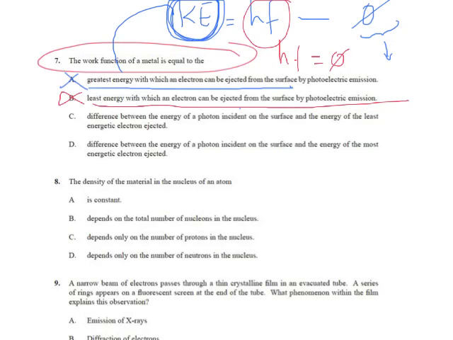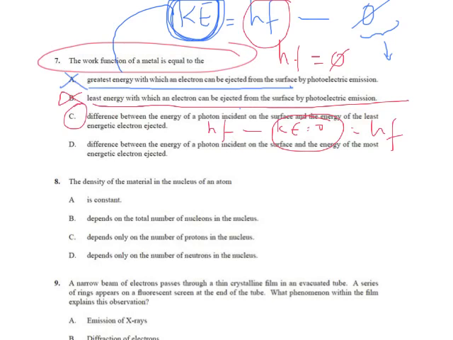Could it be the difference between the energy of a photon incident on a surface, hf, and the energy of the least energetic electron ejected? So that's back to this idea of the least energetic. But that could be 0. That's the least possible energy you could have. So is it hf minus 0? No, because that would leave the energy of the photon. That doesn't give us the work function.